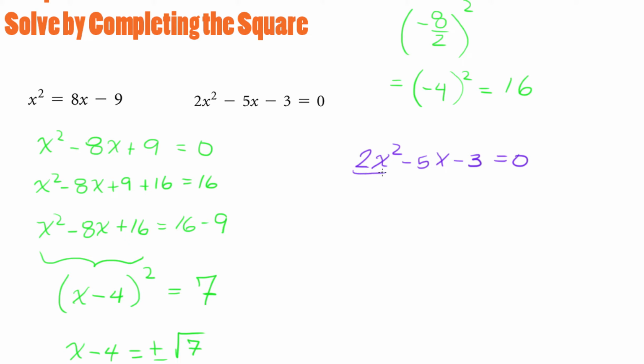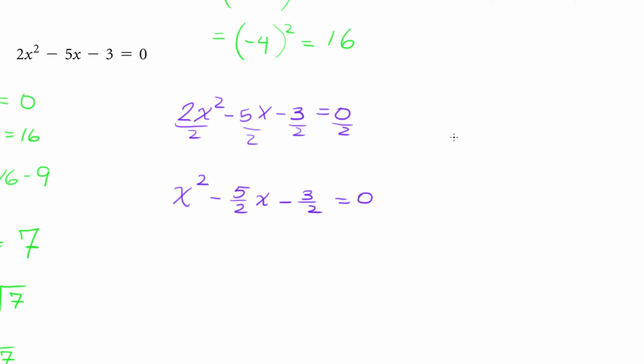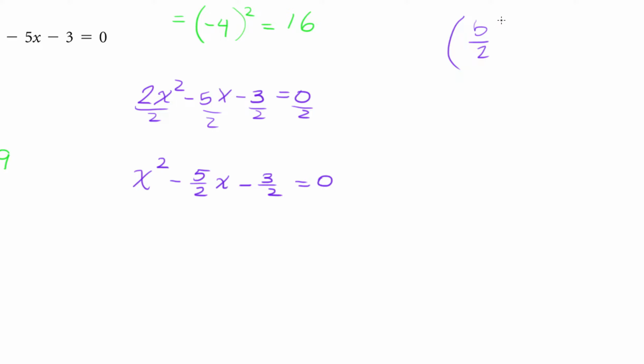So divide by 2, divide by 2, divide by 2, and divide by 2. 2 divided by 2 is 1, minus 5 halves x, minus 3 halves equals 0. Now, obviously, whenever there are fractions, things get a little more challenging, but we've worked with fractions before, so we should be fine. Again, it's b over 2 squared.